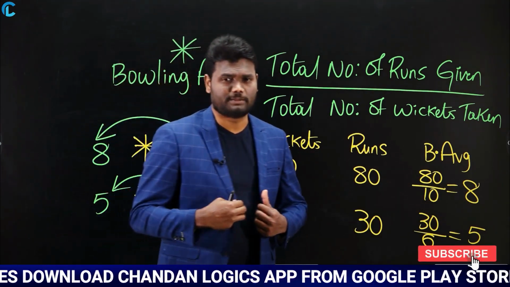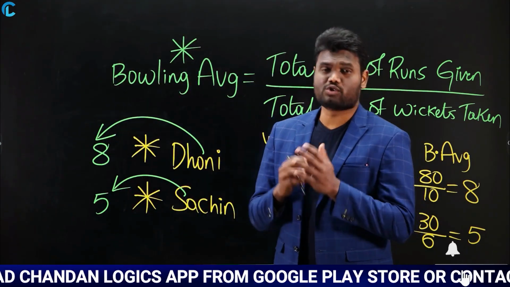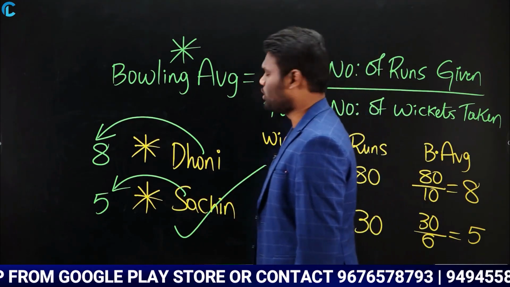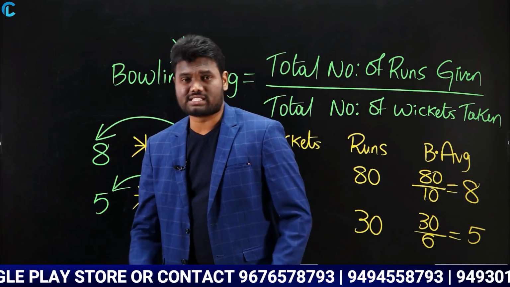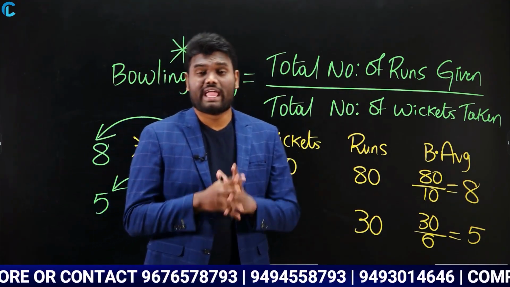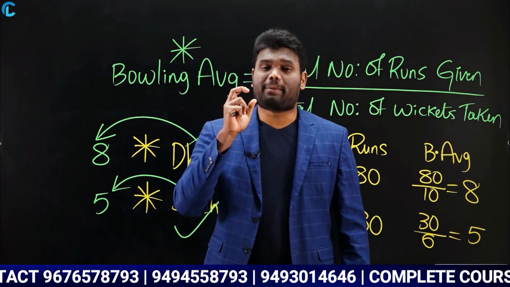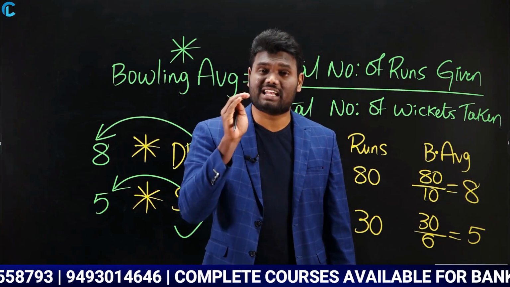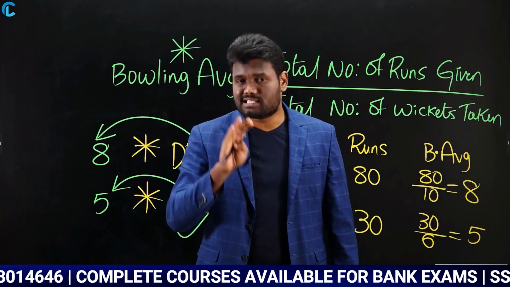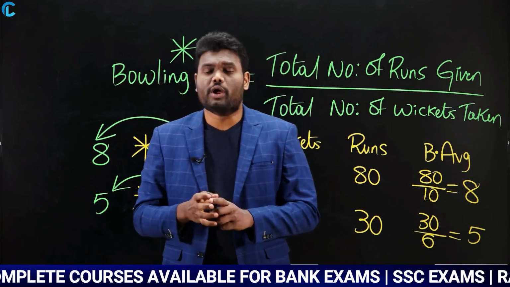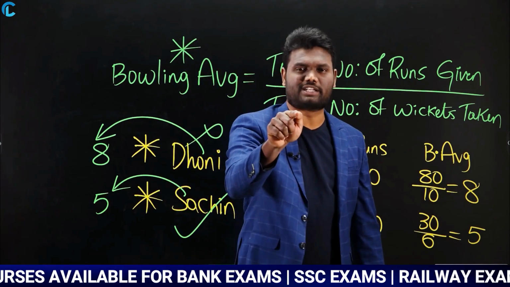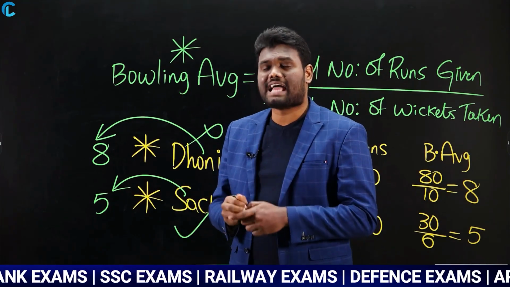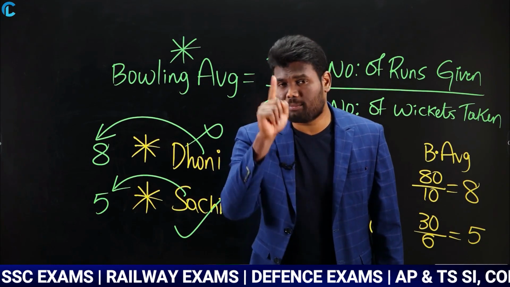Now if I ask who is the best bowler, some of you may say Dhoni, but truly speaking, Sachin is the best bowler, not Dhoni. Why? Because from the batting average point of view, if your batting average is more, you are the best batsman, and if your batting average is less, you are not the best batsman. But from the bowling average point of view, it is the reverse. Whoever has the lower bowling average is the best bowler.